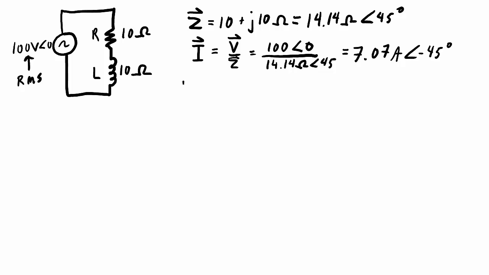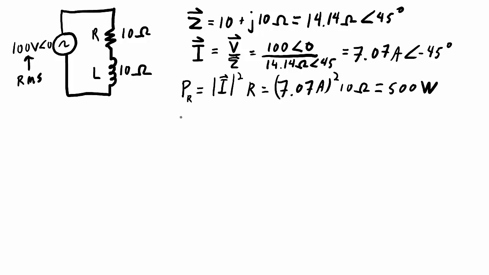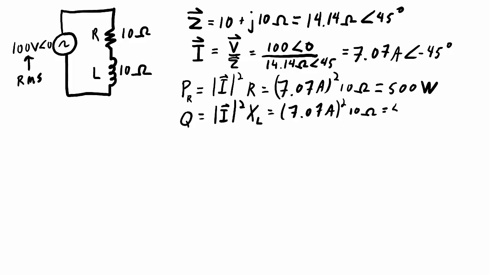The power that gets used by the resistor, so that's the real power, is equal to the magnitude of I squared times R. So that is 7.07 amps squared times 10 ohms, which works out to 500 watts. And the reactive power, not really used, but absorbed and released by the inductor, is equal to the magnitude of I squared times the reactance of that inductor, which is again 7.07 amps squared times 10 ohms, which also works out to 500, but this is reactive power, so my units are VAR.